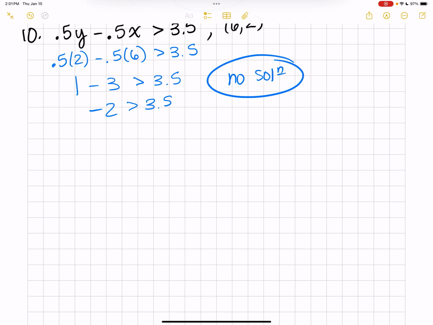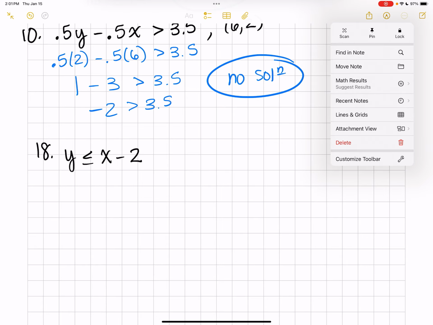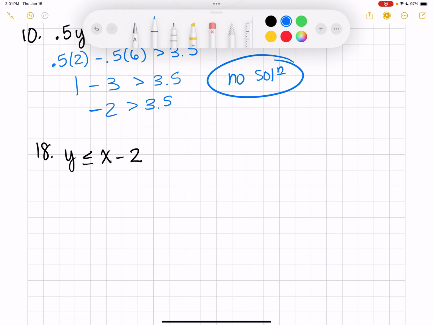All right, graph the inequality. Number 18, y is less than or equal to x minus 2. Before I start graphing, they graph the same way a normal line does, but I like to make little notes for myself: is it going to be a solid line or a dotted line, and is it going to be shaded above or below the line? With this one, it's less than or equal to. Since it's an or equal to, it's going to be a solid line.